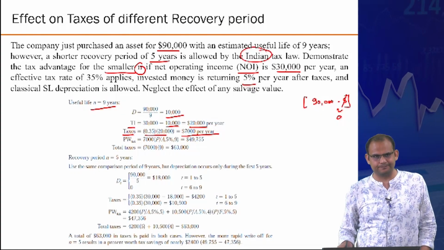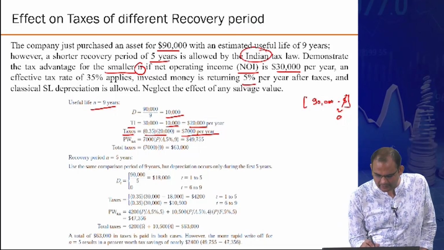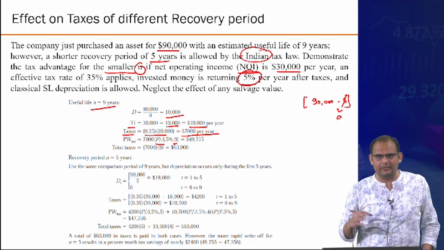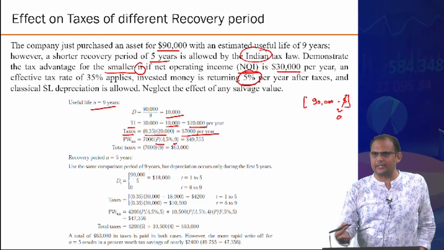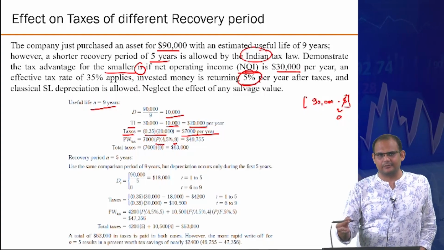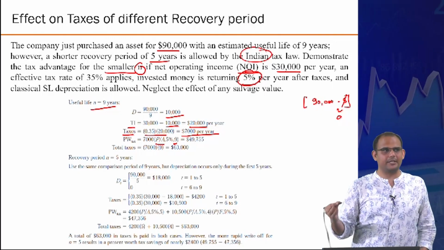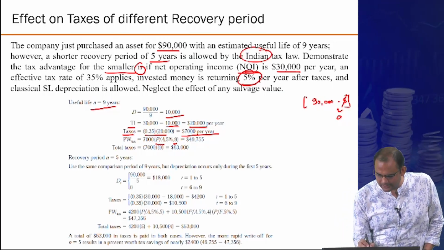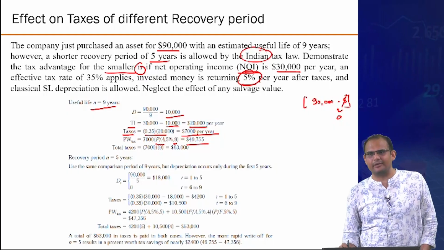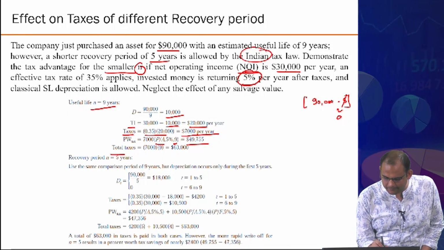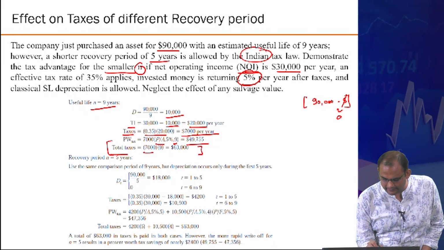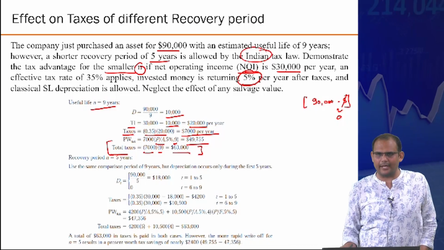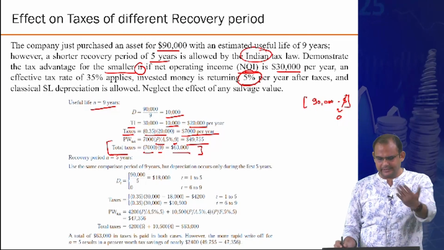7,000 per year. The present worth of this tax will come out to be P by A, 9 years, and this 5% is the rate of interest given to you. Don't use the 35% tax rate here. Read the question carefully. Just because it is a percentage does not mean it is an interest rate that you are going to use in your problem. So this comes out to be 49,755. The total amount that you are paying in taxes is 7,000 for 9 years, which is $63,000. Okay, these calculations make sense.